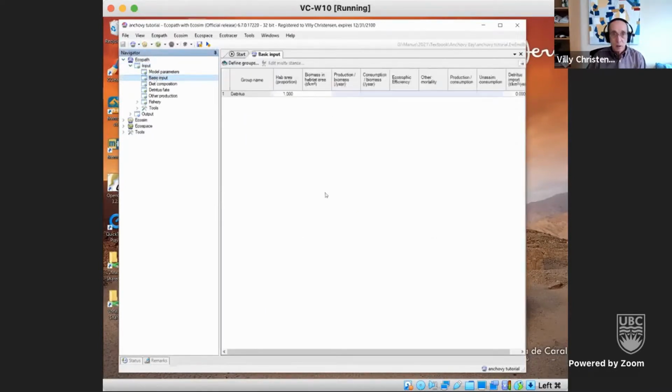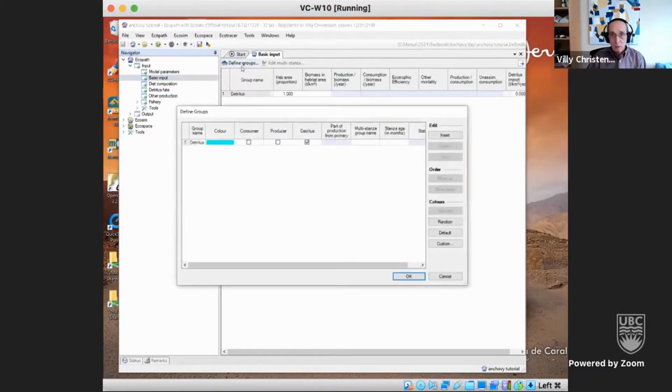So now we are in here, and we have one group. We have the detritus group because we need a place to send detritus to. So I go define groups, and I go insert.